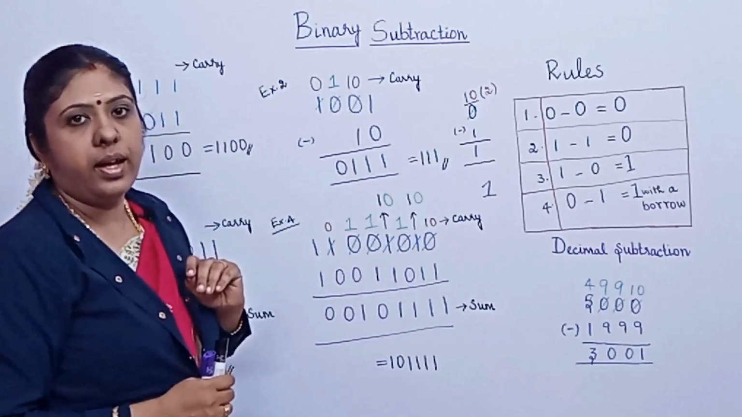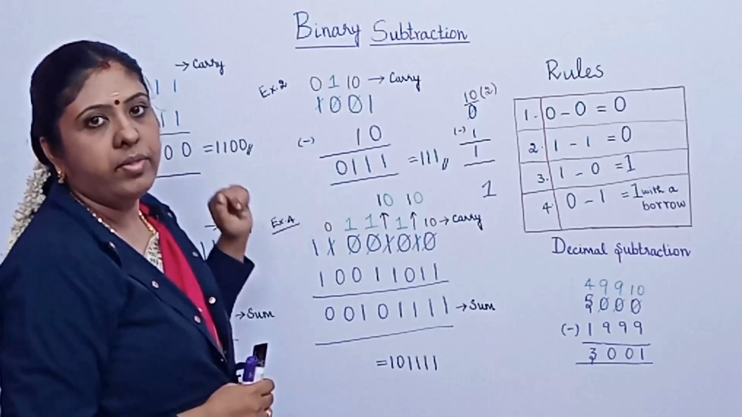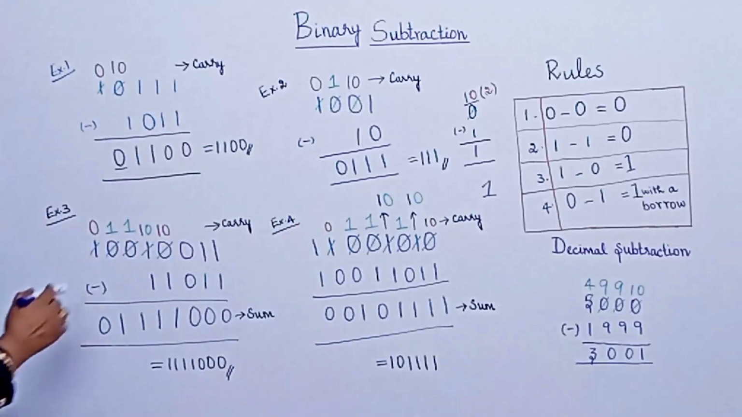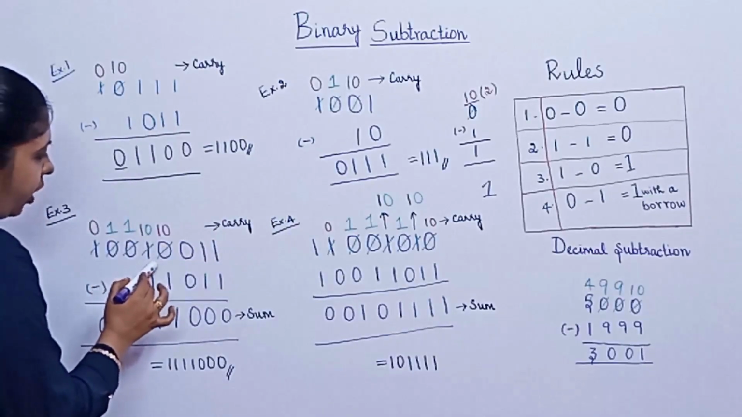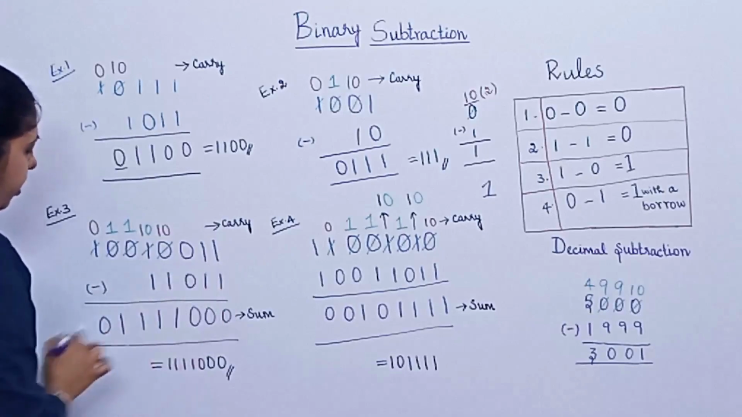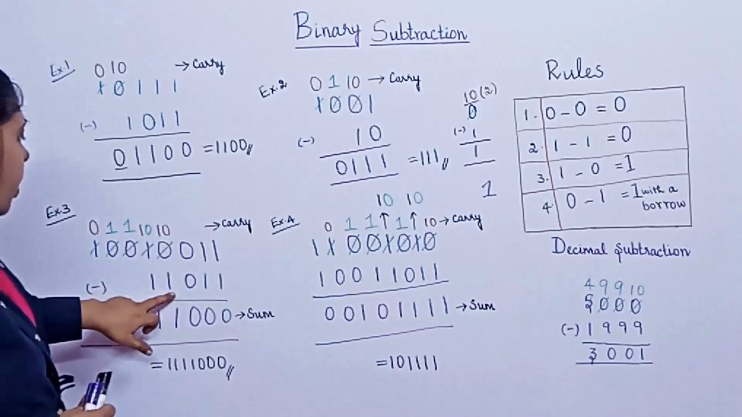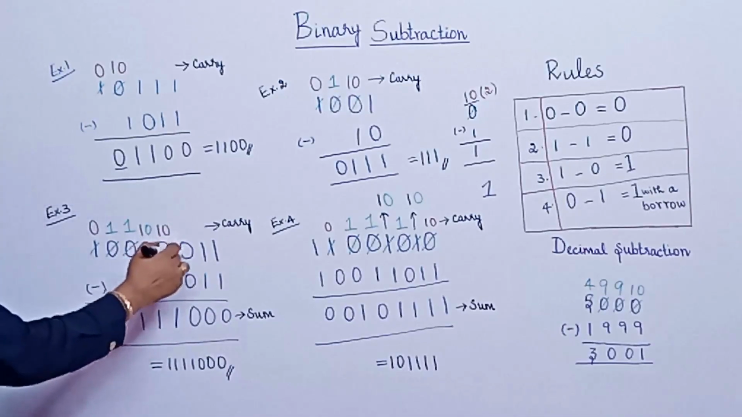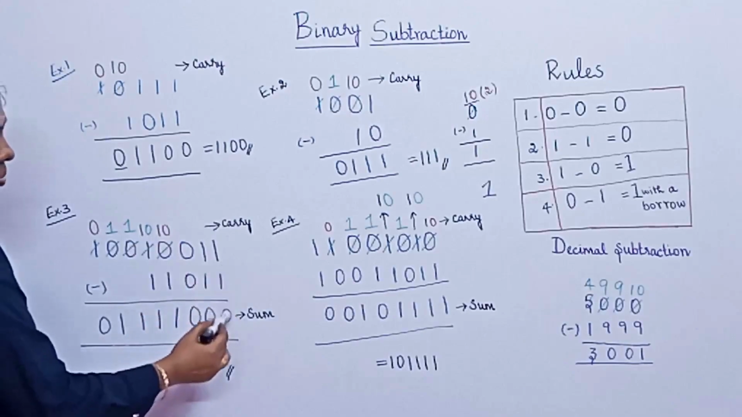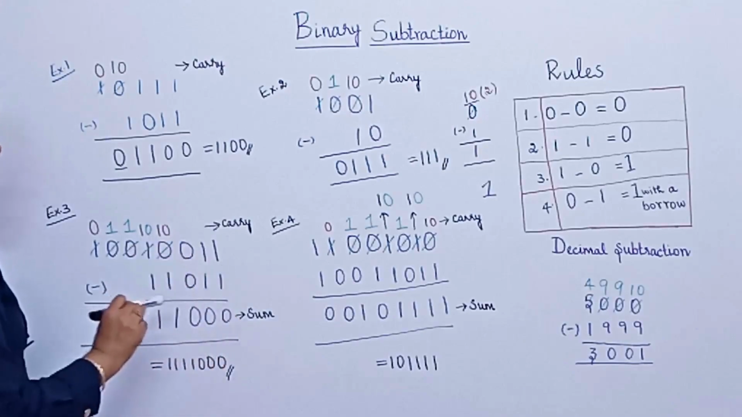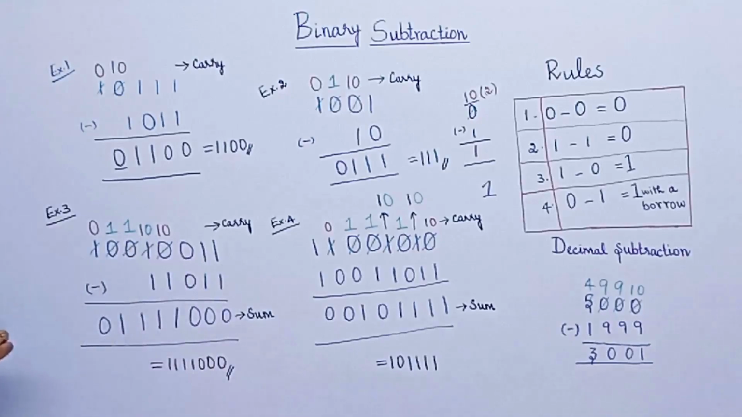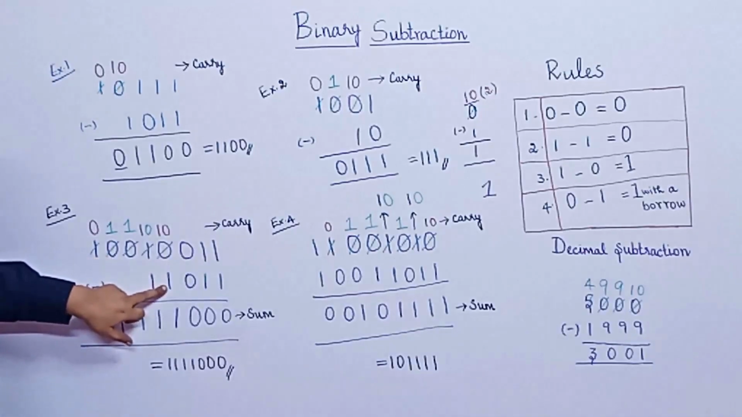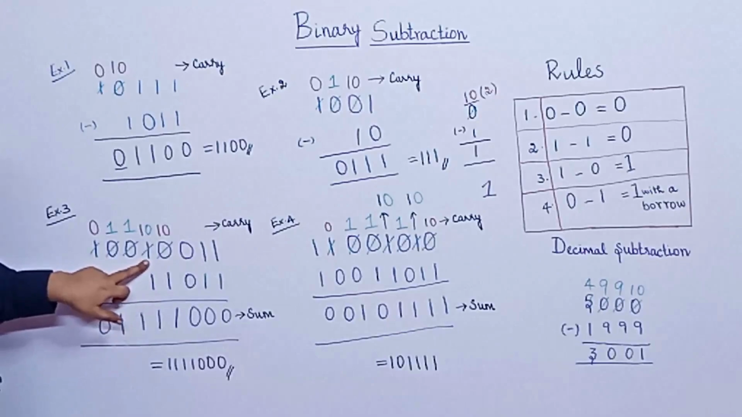111. This is the answer. Hope you are clear with this example. Consider a third example: 10011 minus 11011. Here the first 3 steps are as usual the same. 1 minus 1 is 0, 1 minus 1 is 0, 0 minus 0 is 0. There is no carry or borrow or anything that happens. Again 0 minus 1. So the next digit is 1.